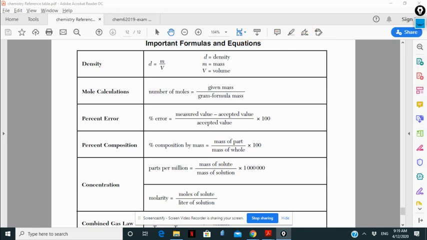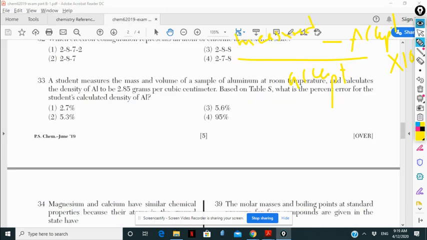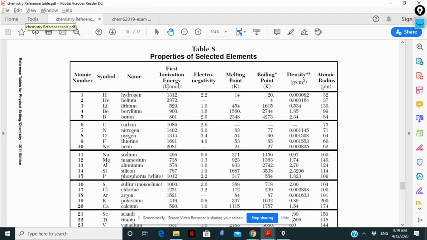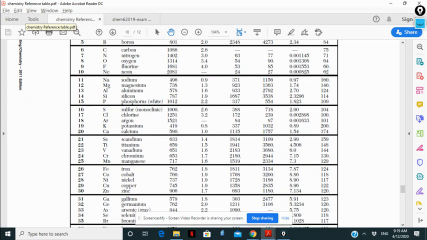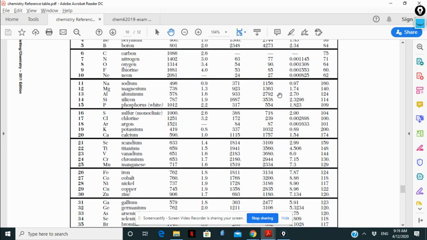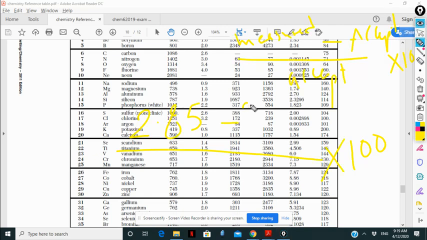Now I'm going to the question. The measured is 2.85. Now, how am I going to get the accepted one? The accepted value comes directly from Table S. I'm looking for aluminum, and its density. The density column gives 2.7. So the accepted is 2.7, over 2.7. Now that's 0.15 over 2.7 times 100.